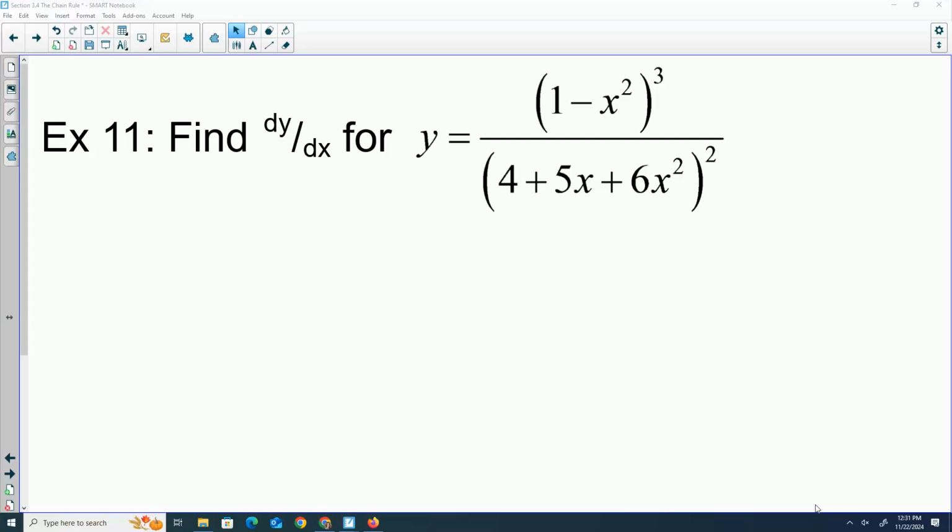Looking at this problem, if I need my derivative, what am I going to have to do first? Quotient rule. We have things being divided. Okay. Write neatly. This is when sloppy handwriting is really going to start coming back to bite you.